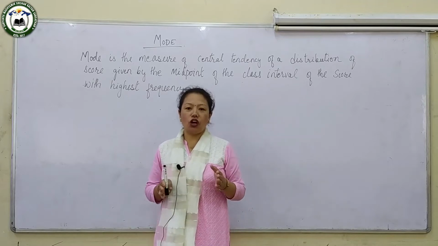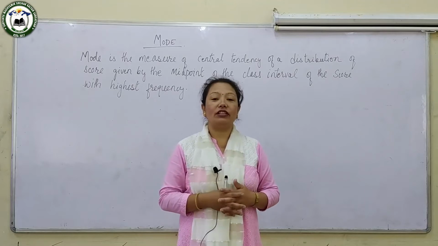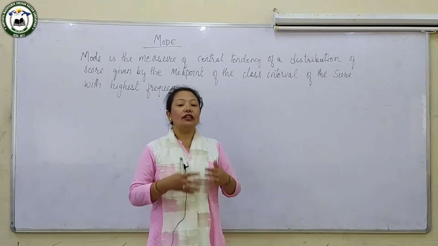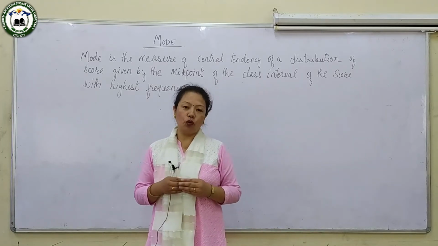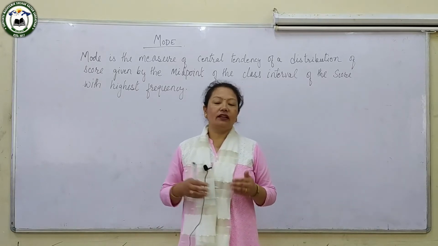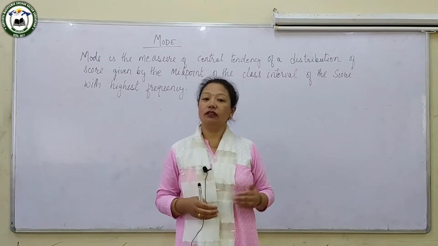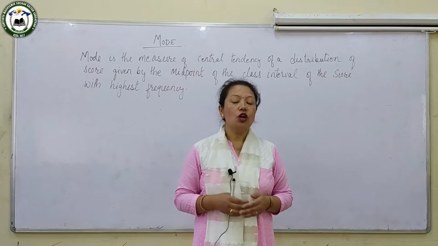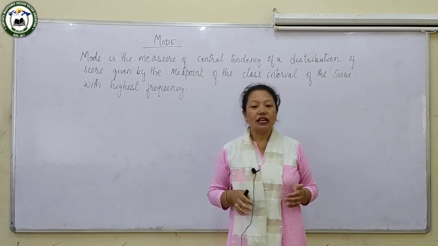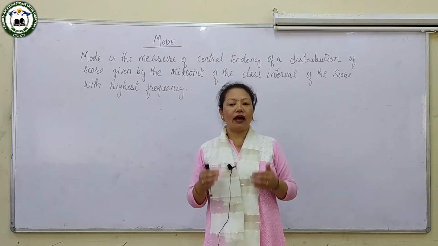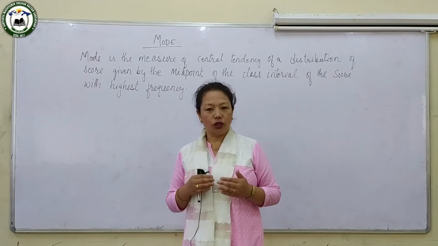In short, the number or the class interval which has the highest frequency is called the mode. Just like in the mean and the median which we have done, there are different formulas to take out the mean and the median. Similarly, in mode also we have different formulas, especially to find the mode of ungrouped scores and the mode of grouped scores.